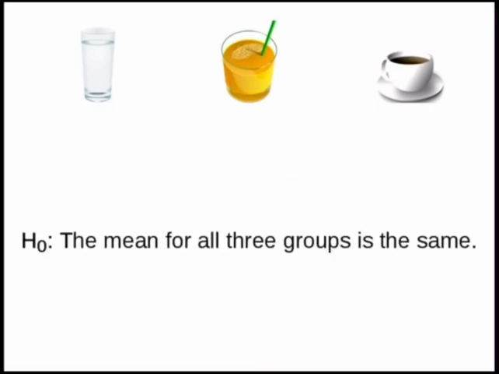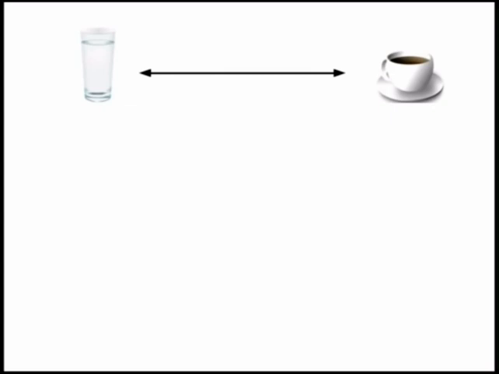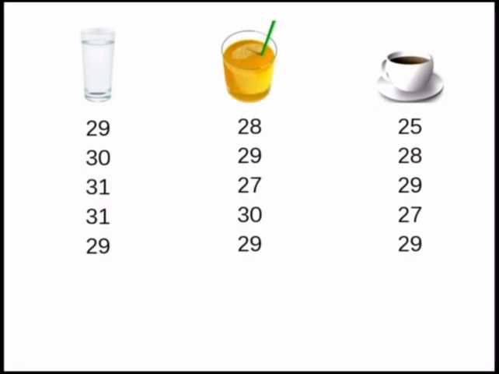The null hypothesis says that the mean reaction time for all 3 groups is the same. If there were only 2 groups, you could use a t-test to find out if there's a difference between them. But when you have 3 groups or more, you need to use a different approach, the analysis of variance.